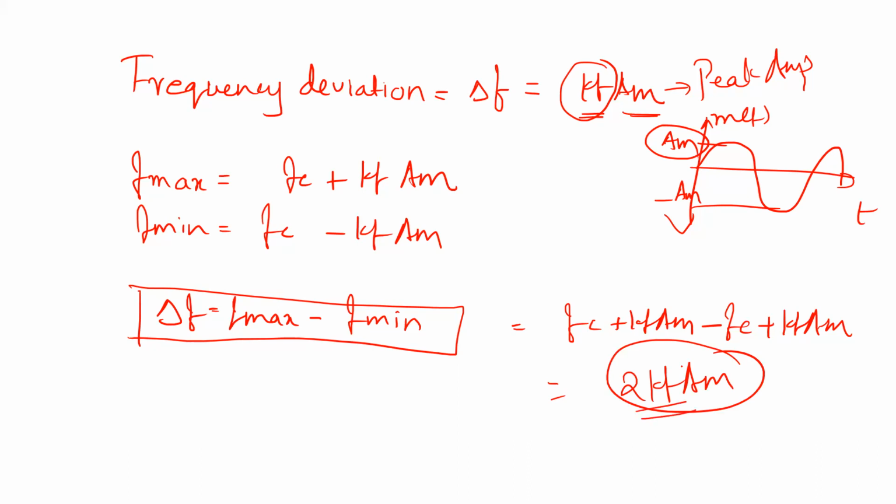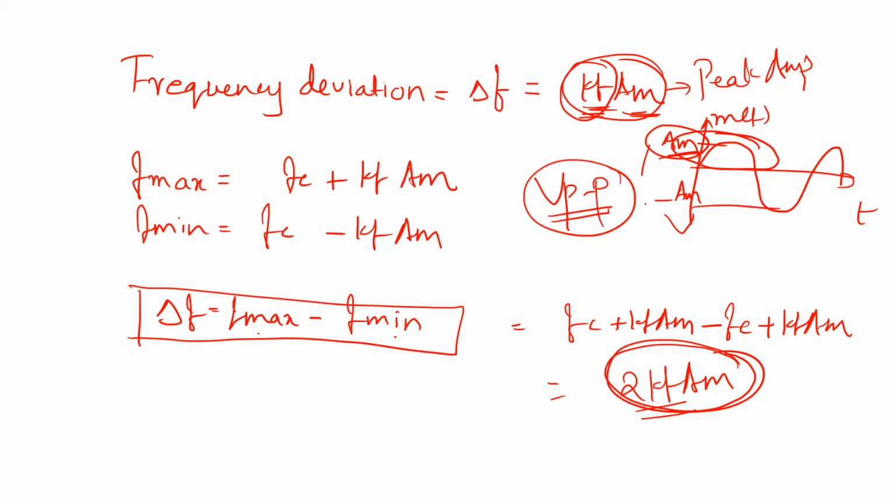Are you clear till here? 2 times Kf into Am? Yes, absolutely, I'm clear. So what happens is that my del F, max minus F min, is given as this thing. That is very important. But why do we always consider the formula of your del F as Kf into Am? Because we are talking just with respect to the upper part, the peak part. We are not talking peak to peak.